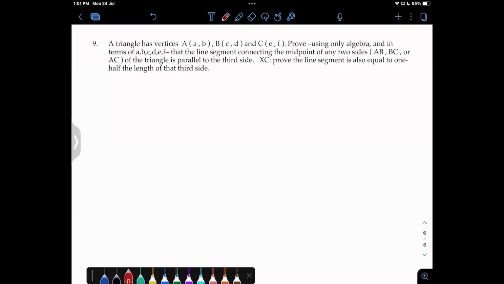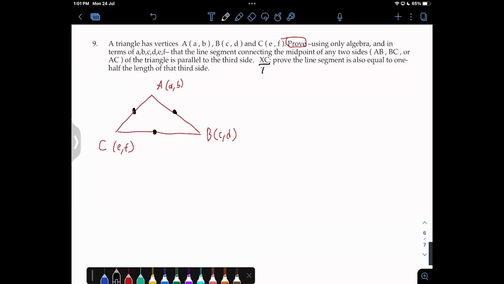A triangle has vertices A, B, C being (A, B), (C, D), and (E, F). Using only algebra in terms of A, B, C, D, E, F, you want to prove that the line segment connecting the midpoints of any two sides, AB, BC, or AC, is parallel to the third side. So let's label the midpoints. It's here, here, and here.